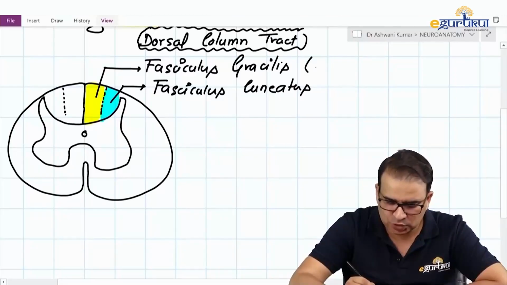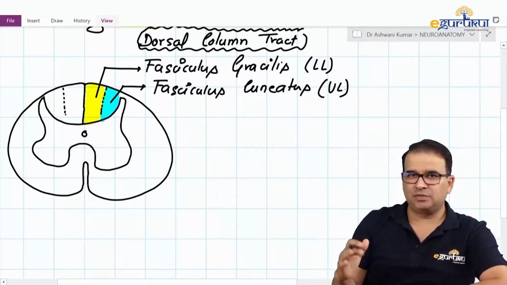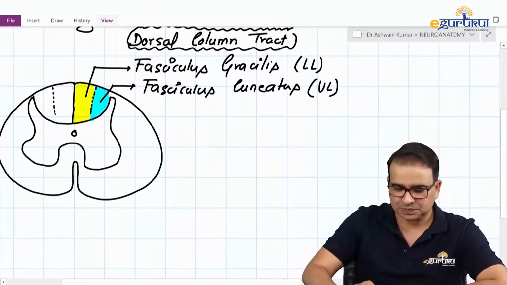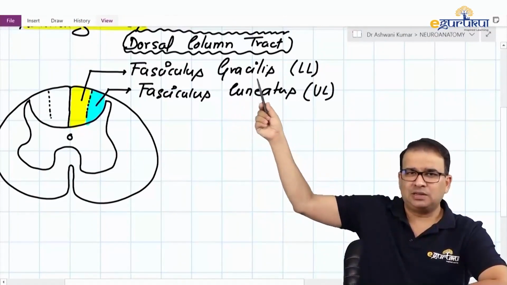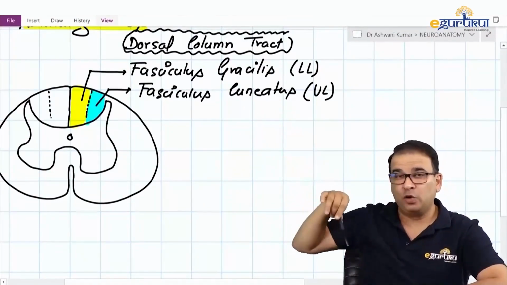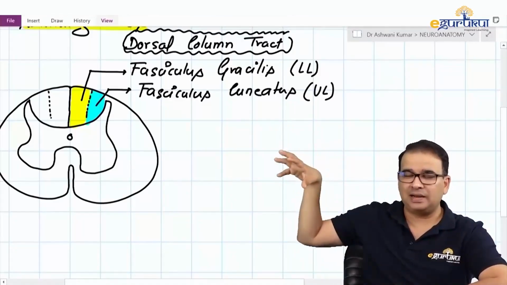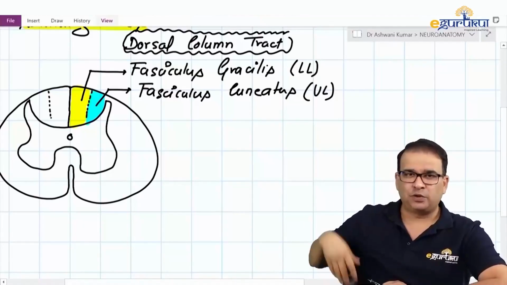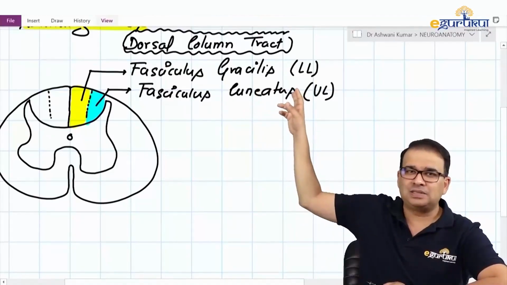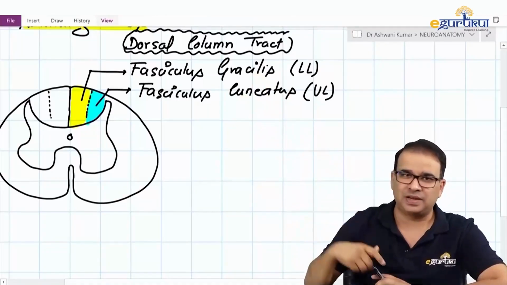Guys, gracilis are those fibers which are coming from the lower limb, and cuneatus fibers are coming from the upper limb. Gracilis from the lower limb and cuneatus from the upper limb. And the easy way to remember it: look at the term gracilis. Gracilis reminds you of lower limb, although it has nothing to do with that muscle. But we all know that the gracilis muscle is a muscle of the lower limb. So from that you can remember that lower limb fibers are present in this bundle which is called fasciculus gracilis.